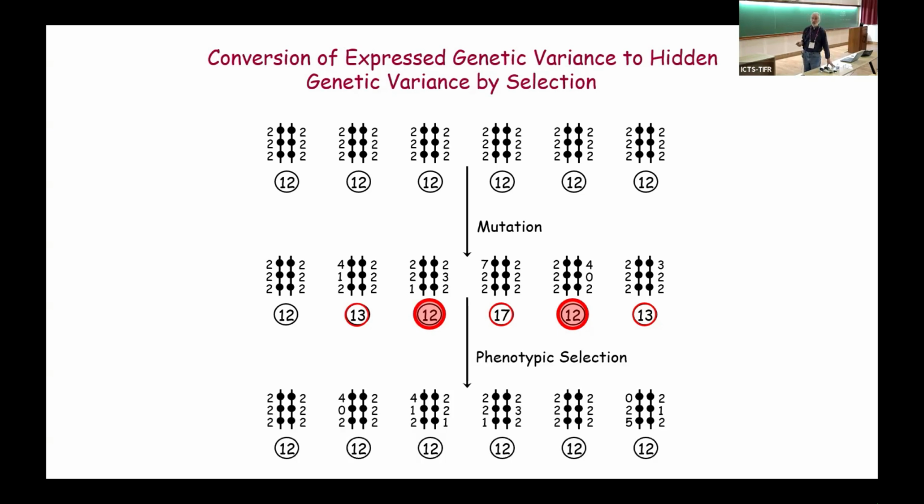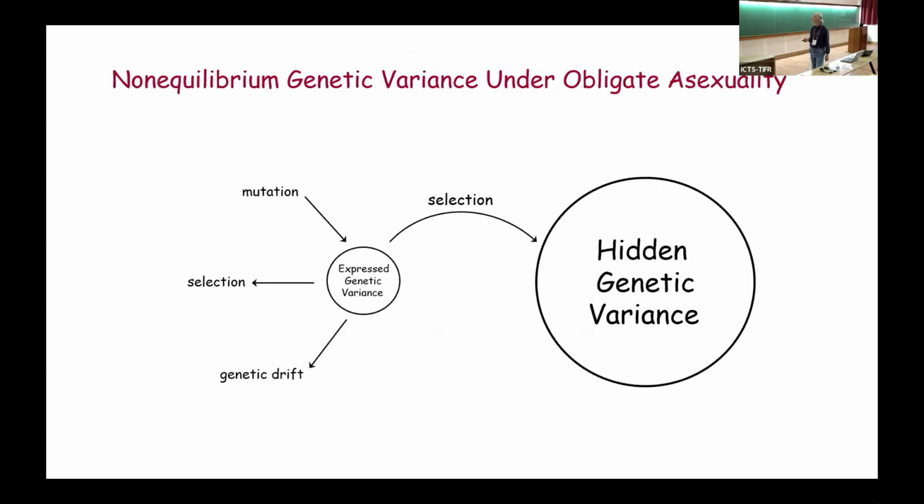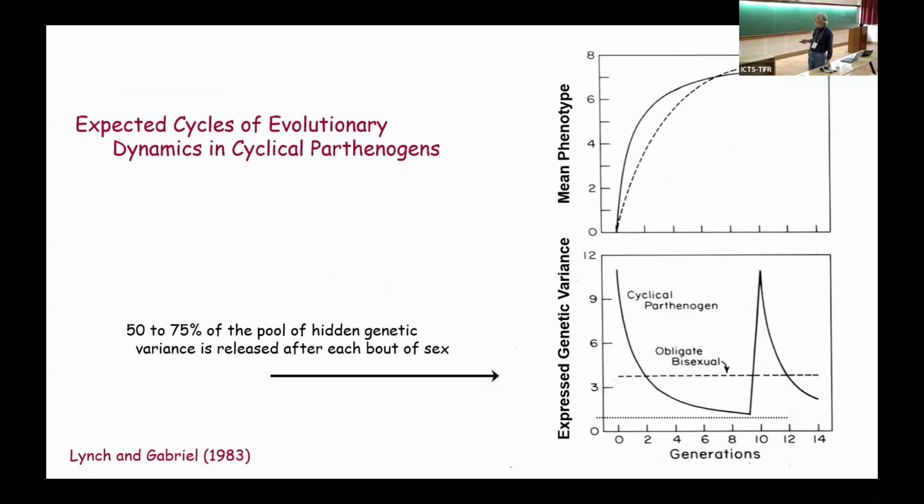And then there's apparently really strong selection operating on this population. Only 12s are allowed to survive. So all these guys after selection are 12s, but if you take a closer look, they have different underlying genetic constitutions. So there's negative linkage disequilibrium. This is what we expect to happen if you forgo sex. For a long time, this pool of hidden genetic variants will just keep building up and up and up. You'll be building up more and more negative covariances.